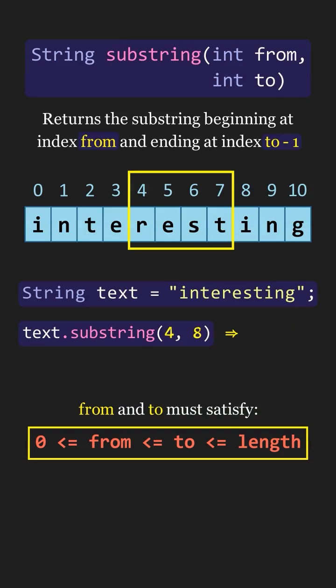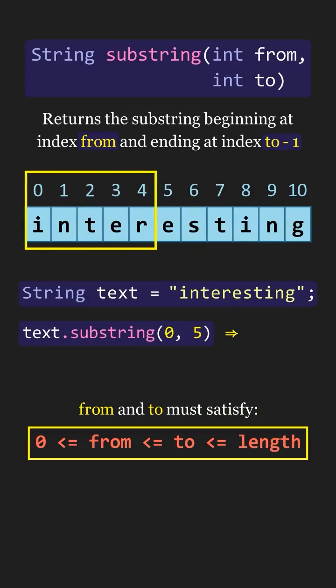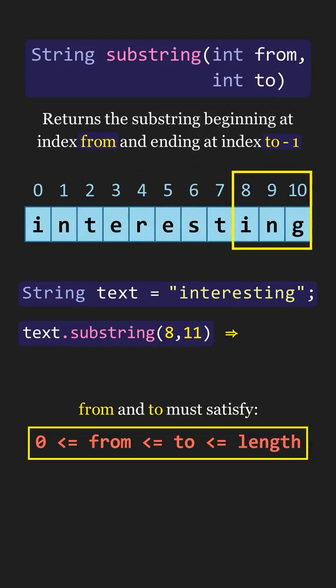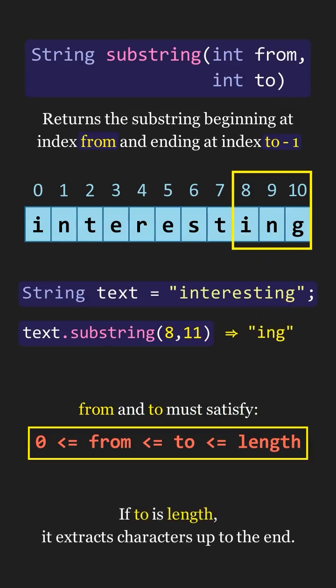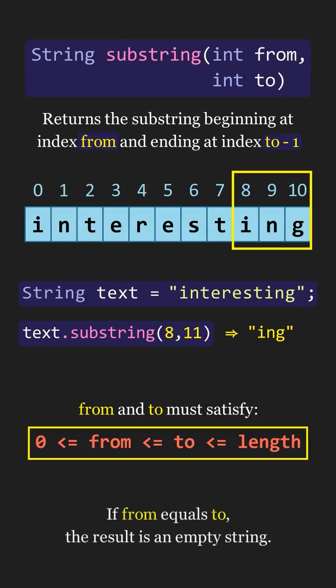For example, substring from 0 to 5 returns "inter". From 8 to 11, it returns "ing". If to is length, it extracts characters up to the end. If from equals to, for example, from 8 to 8, the result is an empty string.